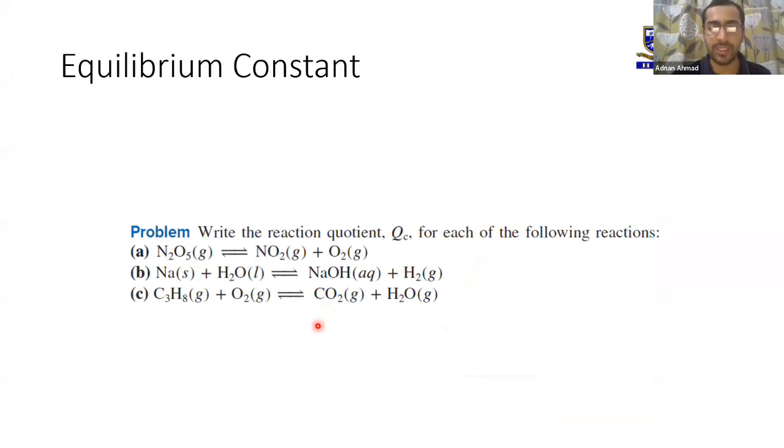Now we have some questions here that we can practice. Write the reaction quotient QC for each of the following reactions, N2O5 and NO2 plus O2. Let's see if we can launch a whiteboard here and practice these questions on it. It's not here. I will have to share the screen for the app.